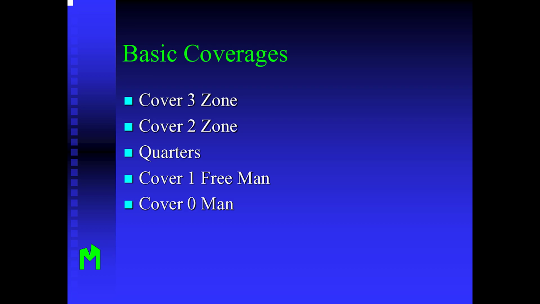To start, it's crucial to understand the 5 basic defensive coverages a quarterback will face. These are cover 3 zone, cover 2 zone, quarters, cover 1 free man, and cover 0 man. Each coverage has unique characteristics that influence how the quarterback reads the defense and chooses where to throw.